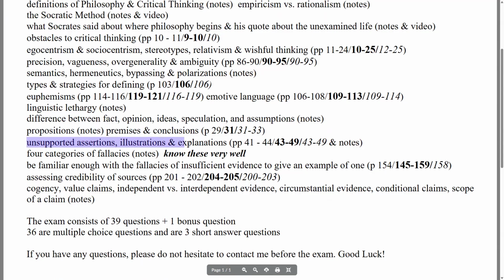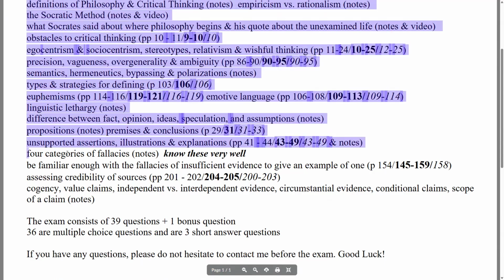Unsupported assertions, illustrations, and explanations are pieces and bits of information that can be helpful and tell us things, but they do not in themselves make up an argument. If we're going to make an assertion and we want it to be taken seriously, it would be helpful if we support it with evidence and information. If not, then it's not really an argument. If we're going to illustrate what something is really all about, we get to create a picture of it, but we're not really proving it as any particular conclusion. And when we explain something, it's the same thing. We show someone what something is, but we're not really giving evidence for why it is what it is.